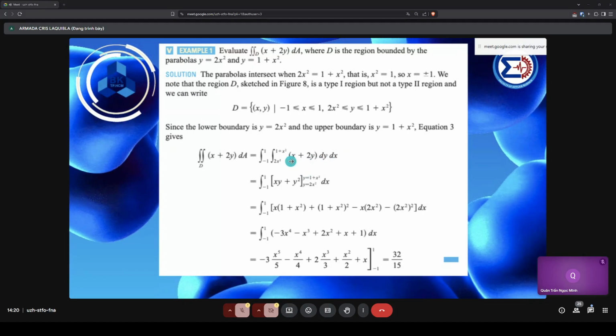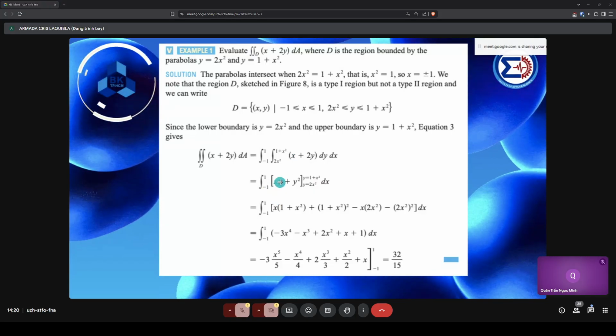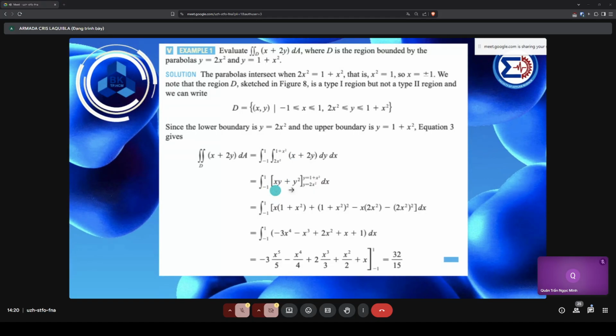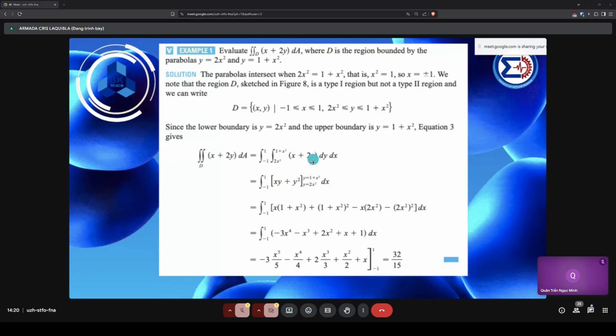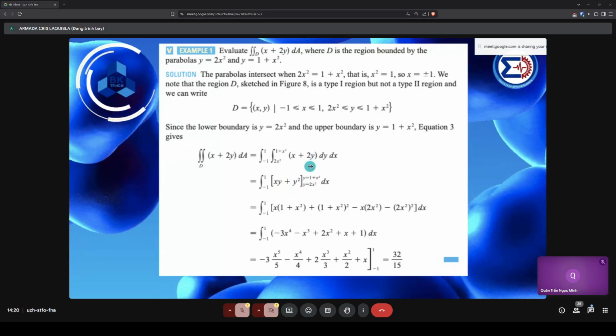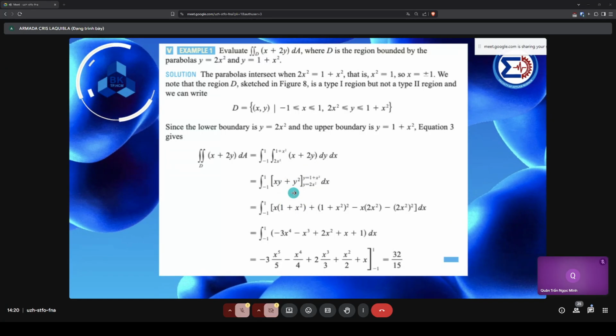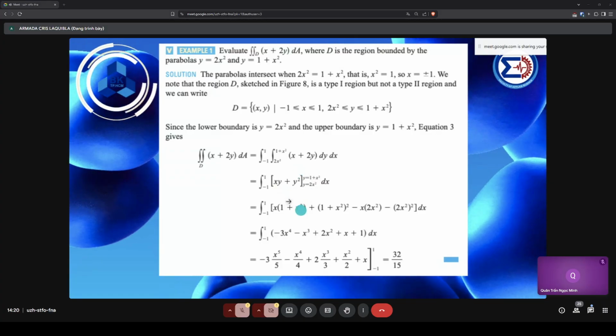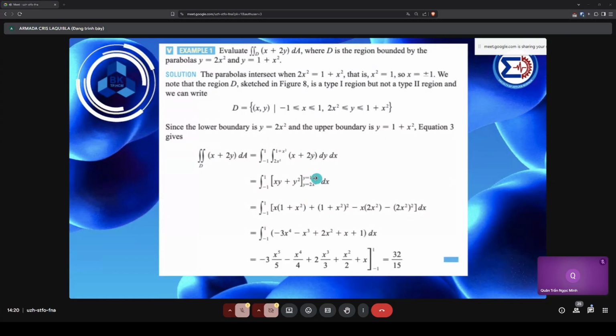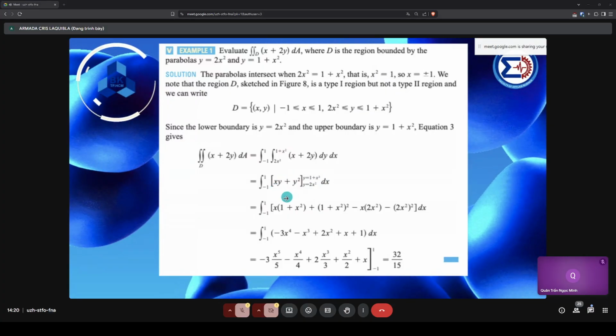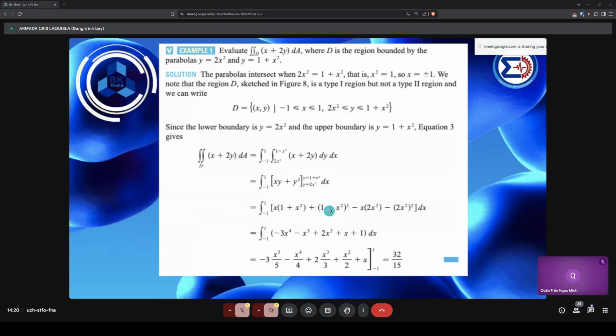Now solving this, the integral of x with respect to y, because this is dy, your x there is considered constant, so just multiply it with y, so that becomes xy, plus the integral of your 2y, it becomes 2y squared over 2. So just cancel the 2, it becomes y squared. Now evaluate that from 1 plus x squared first, you substitute in your y there.